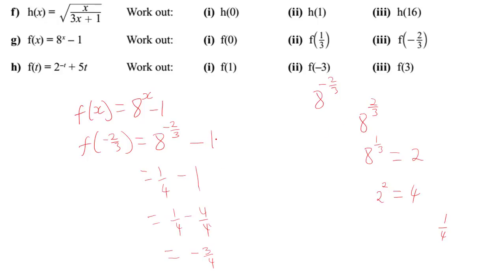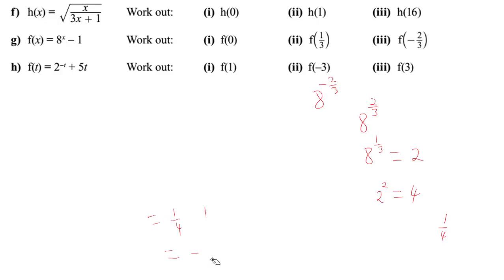Right, so I'm going to do the last one, question H, for you very quickly before we stop. The last one says f of t equals 2 to the power of minus t plus 5t. And I'm going to use t being -3 there. That's the one I'm going to use now. So t being -3, I'm going to sub it in there, and I'm going to show you how to do it. Okay, so let's start.